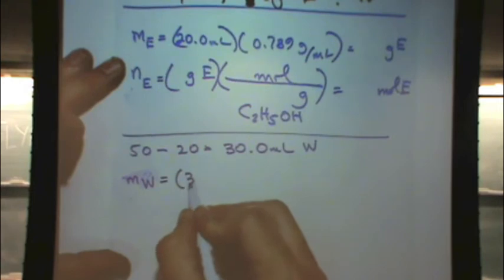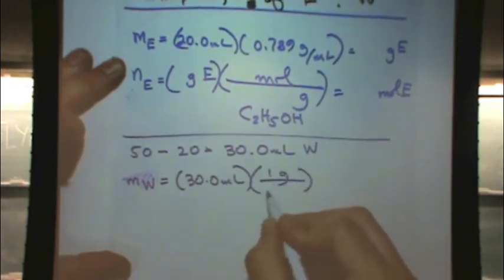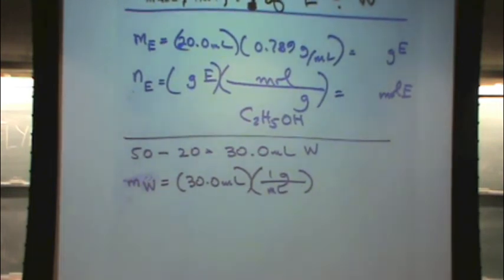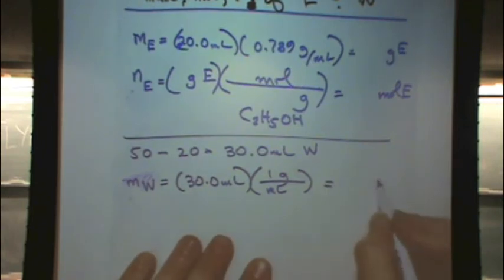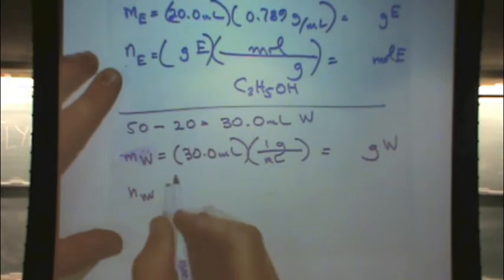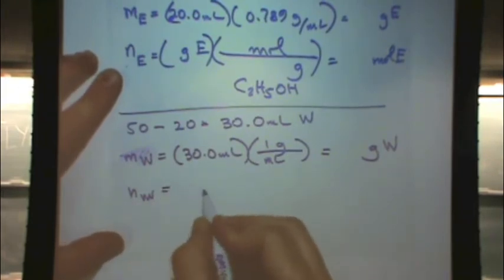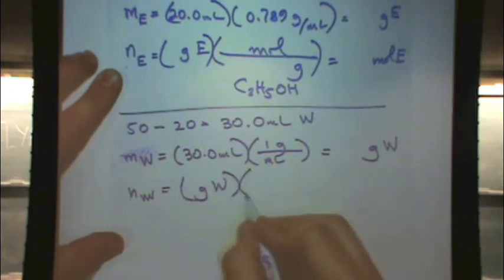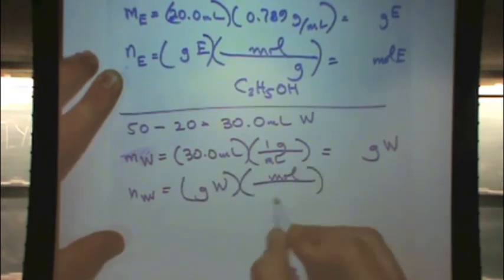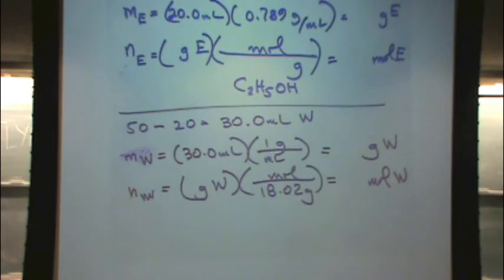Well, that's 30 milliliters. And I know the density of water. If you forgot, it's going to be on the back of the exam. Is that okay? So this will be the grams of water. And I know the moles of water. Oh, that's a lot of W action going on. So that's the grams of water. And I happen to know the molar mass of water. It's 18.02 grams per mole. So this is going to give me the moles of water. Is that kind of okay?